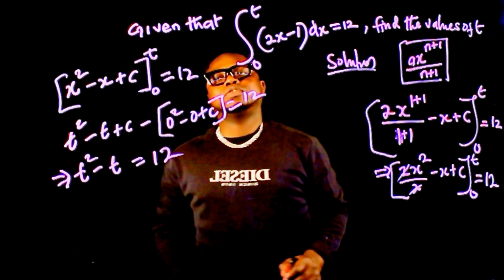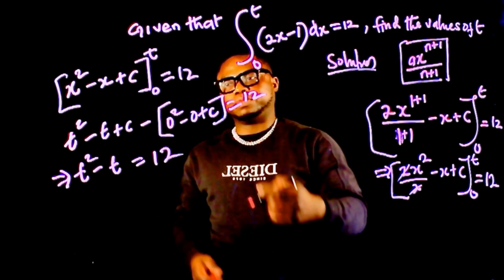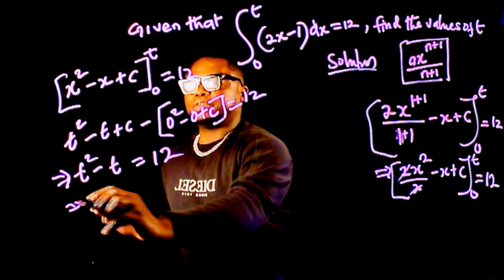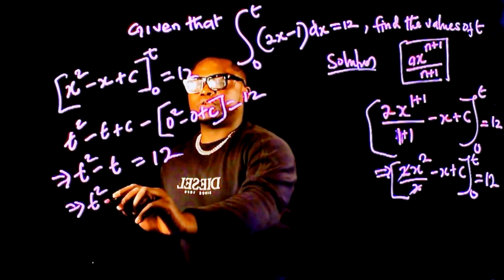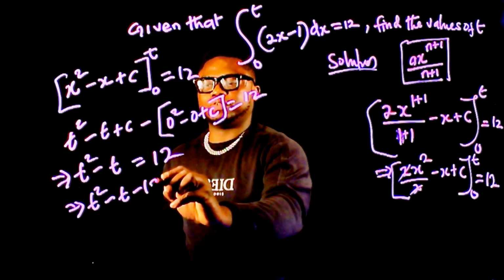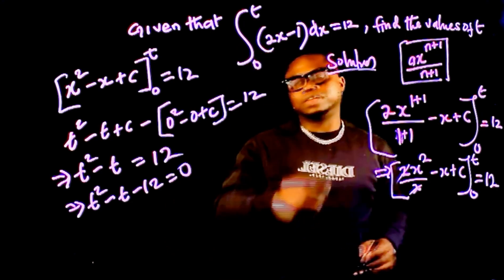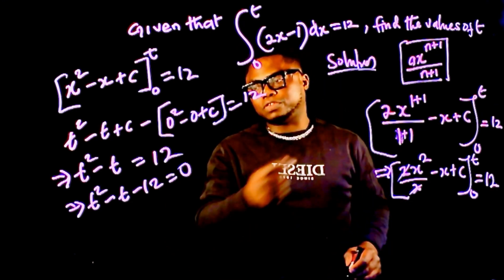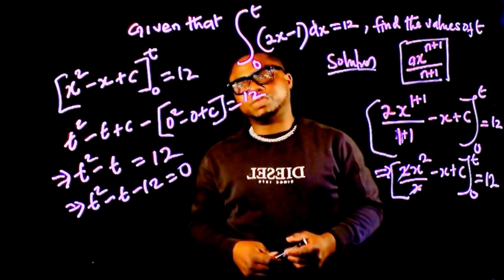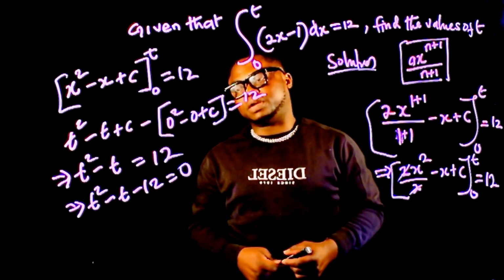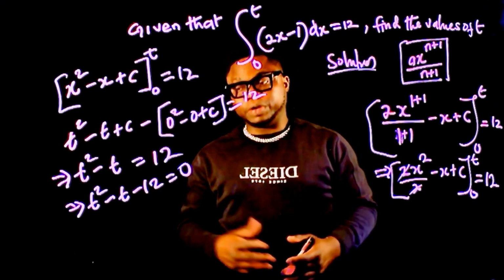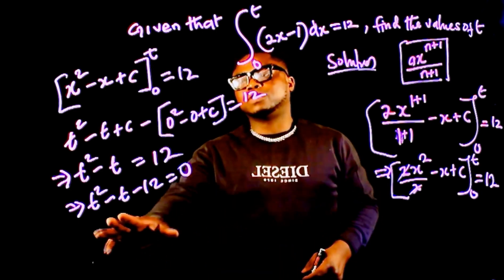So what I will have here now is t square minus t is equal to 12. You can see that this is already a quadratic equation. The plus 12 crosses the equal sign and becomes minus 12, equal to 0. So this is a quadratic equation. I can solve this and find the value of t with the factorization method, or with the almighty formula, or with the completing the square method. But I'm going to use the factorization method because that is the shortest to me.